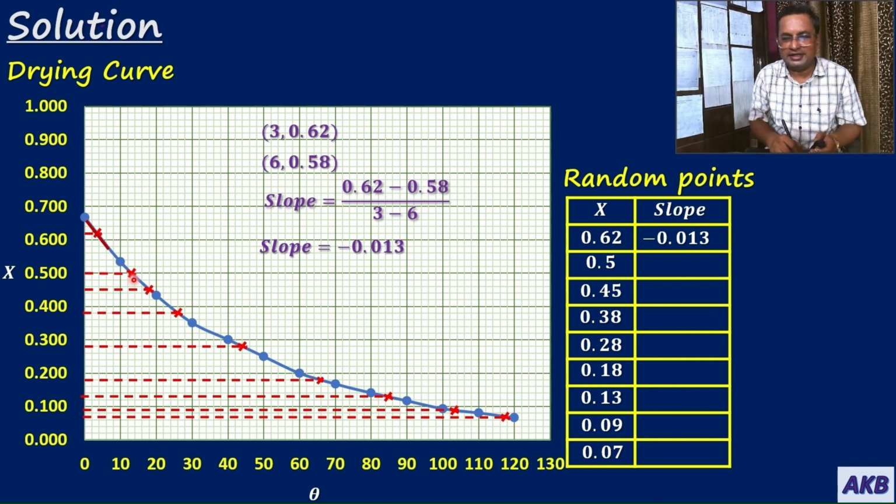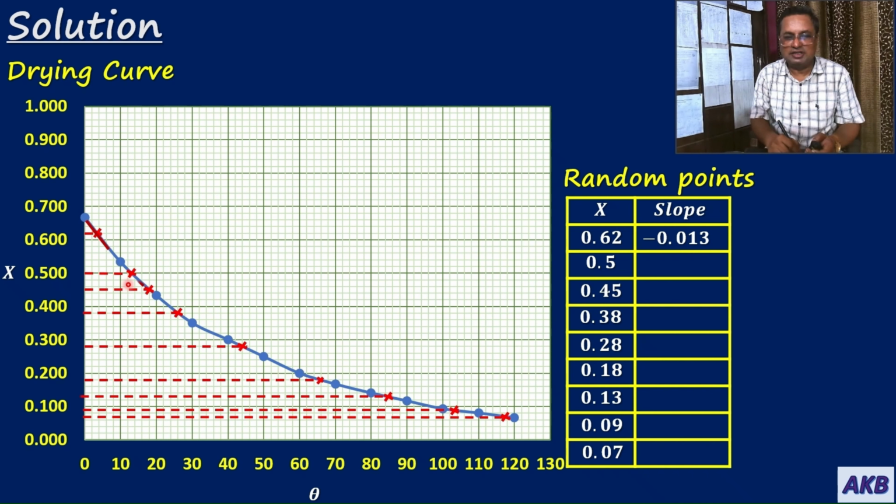So I will draw a tangent at this point. Okay, so as I said, next I will draw tangent at this point. So I have drawn this tangent. So again we have to find the slope of this tangent. So for that I need 2 points on that tangent. So I have these 2 points.